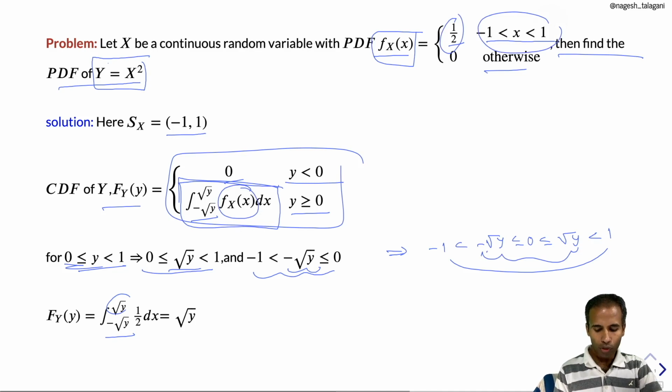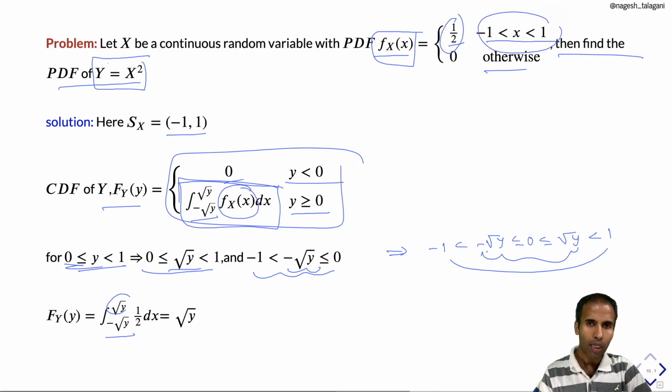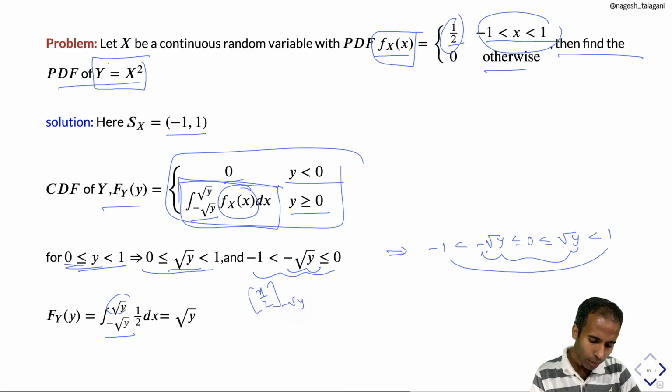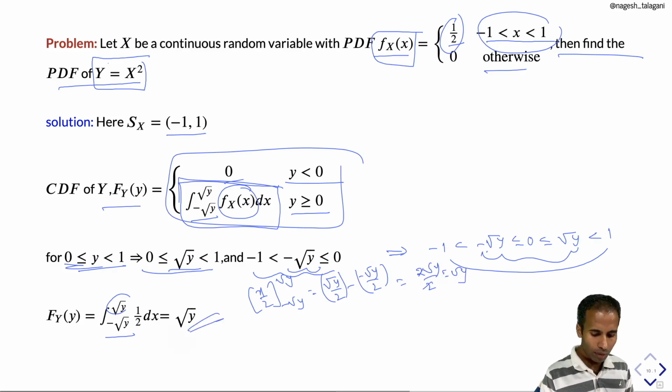So as the integrand I'm going to use 1 by 2. Okay, if you integrate it, you will end up with root y, because the integral of 1 by 2 is going to be x by 2. The limits are minus root y to root y. If you apply the limits, root y by 2 minus minus root y by 2. Okay, it's going to be minus into minus plus, 2 root y by 2. You will end up with root y. Okay, so this is root y. Fine. Fy of y equal to root y when 0 less than or equal to y less than 1.